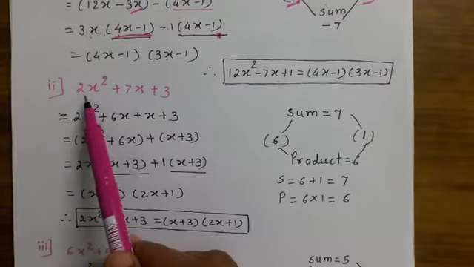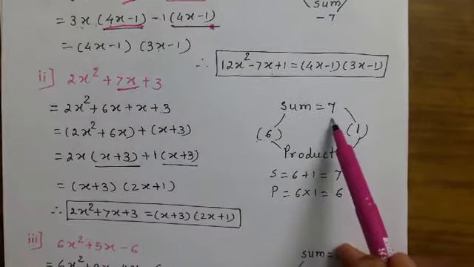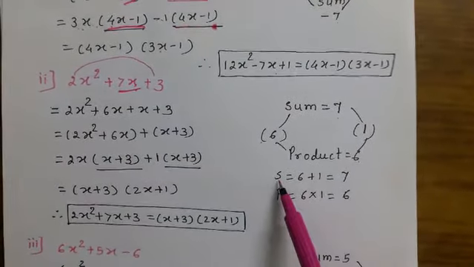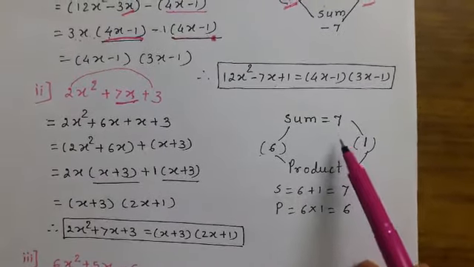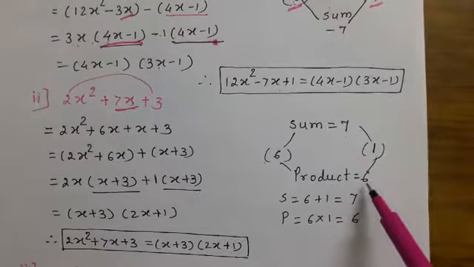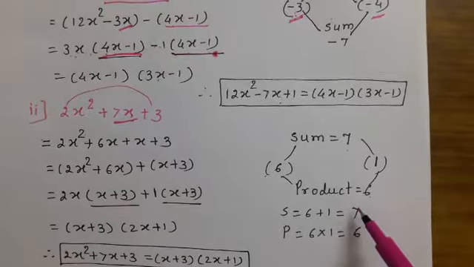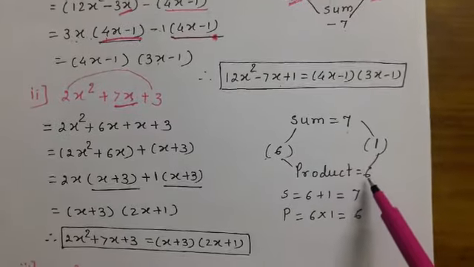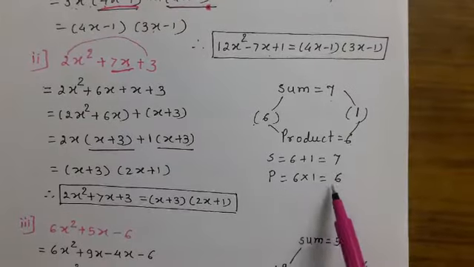Second problem is 2x square plus 7x plus 3. Are you finding this is the sum, that is 7, and 3 2s are 6, means the product should be 6. So we have to choose the two numbers whose sum is 7 and product is 6. You will think that whenever the product is 6, 2 3s are 6, but 2 plus 3 is 5. So the sum is 7. So 6 ones are 6 also, the product of the two numbers is 6. That's why we will get 6 plus 1 is 7, the sum, and 6 into 1 is 6.